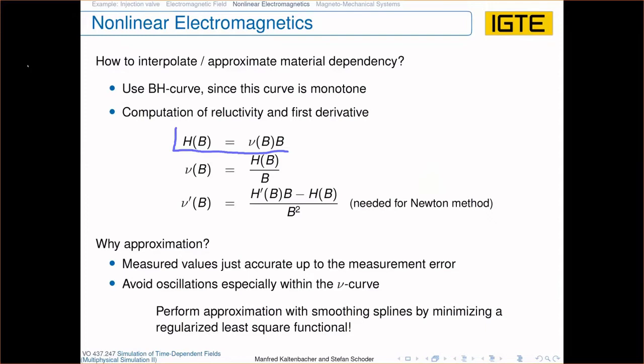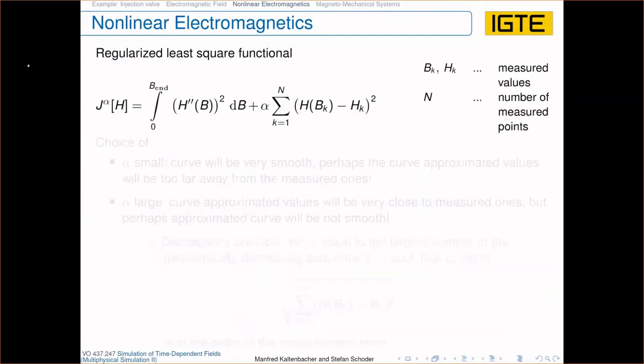Okay, so now let's see what we actually do, and that is shown on this slide. Our functional, which we are going to minimize, is as follows. We integrate over the whole range where we have the measurements of B and take the second derivative of H with respect to B, which means that's the curvature of our problem. And we want to minimize this curvature to have a very smooth function.